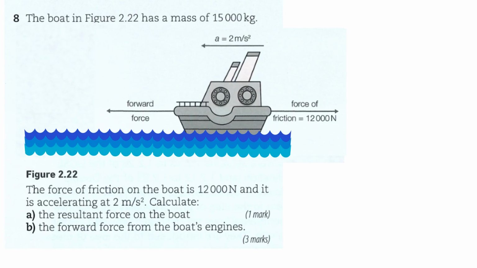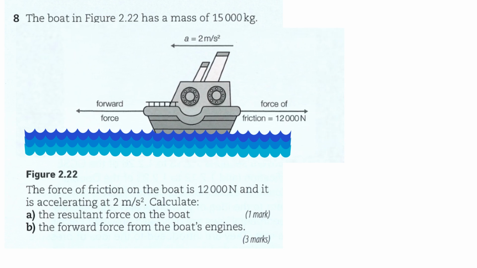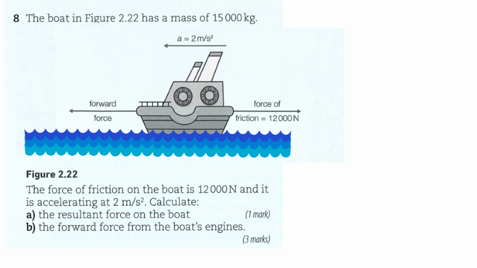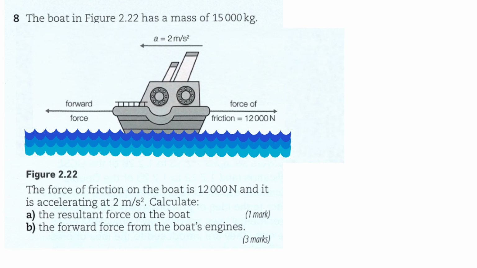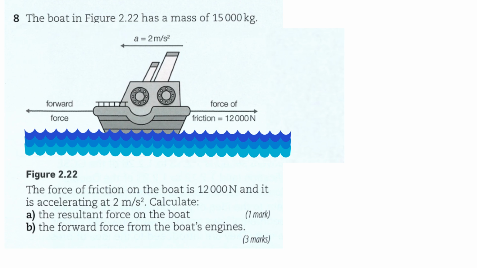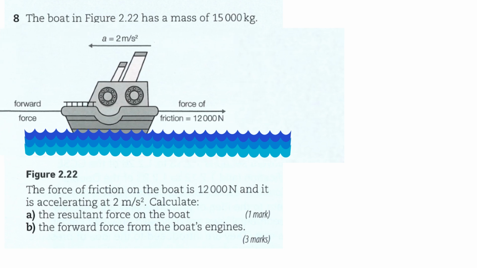Question 8. The boat in figure 2.22 has a mass of 15,000 kilograms. The force of friction on the boat is 12,000 newtons and it is accelerating at 2 meters per second squared. Calculate A, the resultant force on the boat.